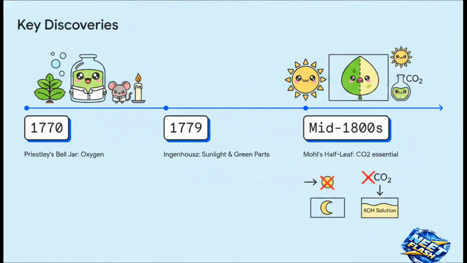A few years later, in 1779, Jan Ingenhousz took that exact same setup, but tested it in darkness and then in sunlight, proving that light is absolutely essential. He also did this brilliantly elegant experiment with an aquatic plant, showing that tiny little oxygen bubbles only formed around the green parts of the plant and only when it was in the sunlight. Later on, Moll's half-leaf experiment, which used a KOH solution to absorb carbon dioxide, proved that without CO2, photosynthesis simply halts entirely. So there you have it, sunlight, green pigment, and CO2. The ultimate recipe was uncovered.